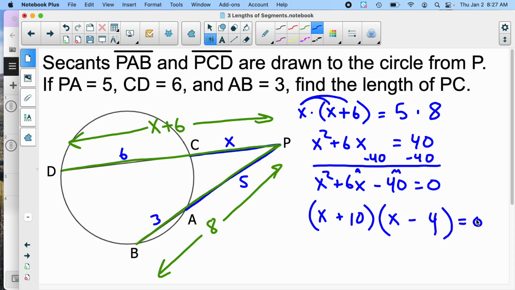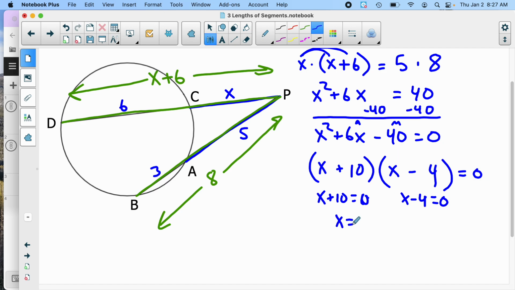So when we solve this now, we set both of these factors equal to 0. And when you do that, you get two answers, x equals negative 10 and x equals positive 4. But wait a minute, we're talking about the length of a segment. Segment lengths can't be negative, so we'll reject that root. So the length of segment PC is equal to 4. All right, so the power of the point is the geometry. You might have to do some factoring to do the algebra.